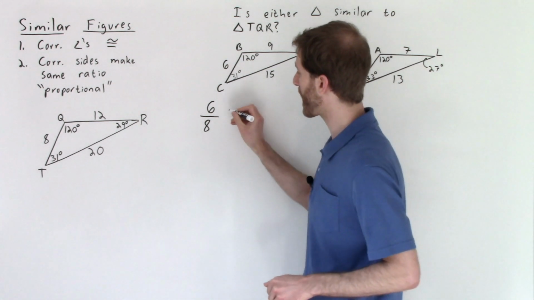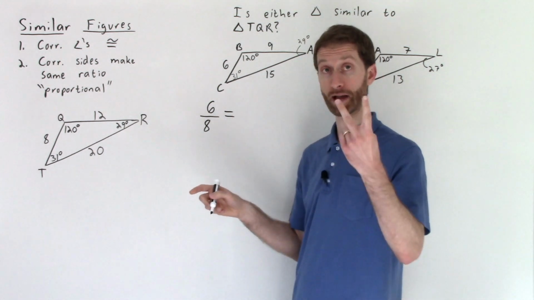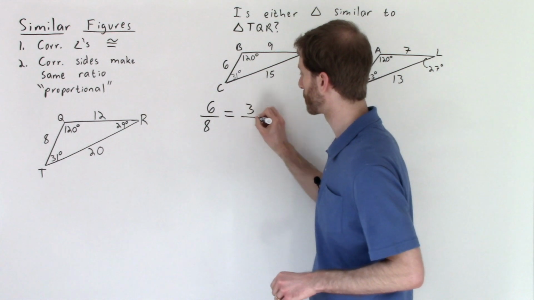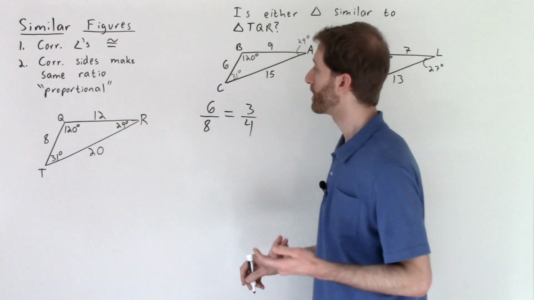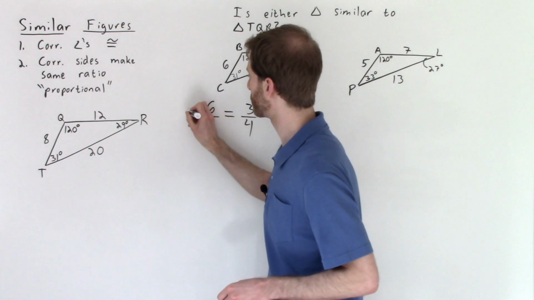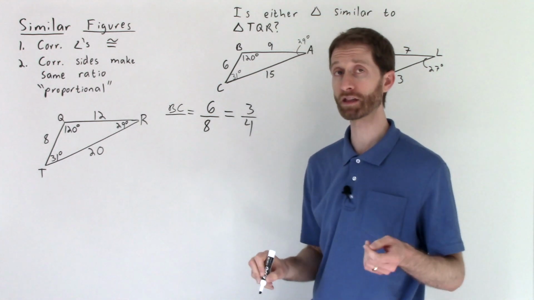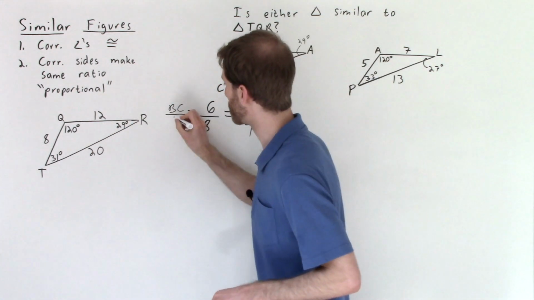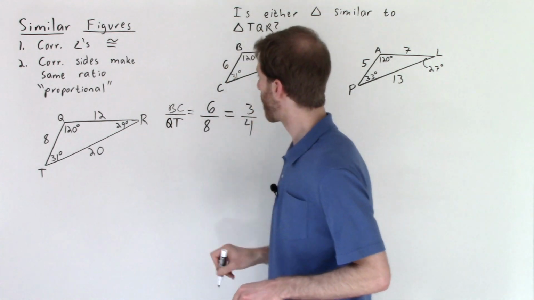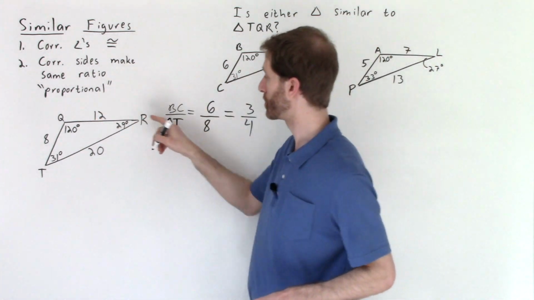So we've got 6 to 8. I'm going to simplify that. We would divide the numerator and denominator by 2, and that would give us 3/4. So that's comparing BC to QT. Now, and maybe I'll write that out. We're comparing the length of BC, and the notation for length of BC is BC without a segment on top, to the length of QT. Great. Okay, then the next one we're going to do is we'll do this guy, BA to QR.